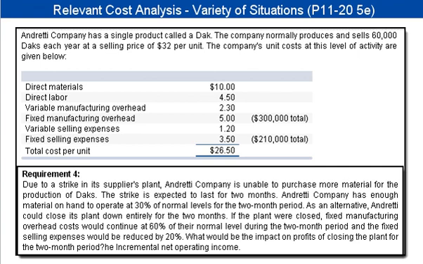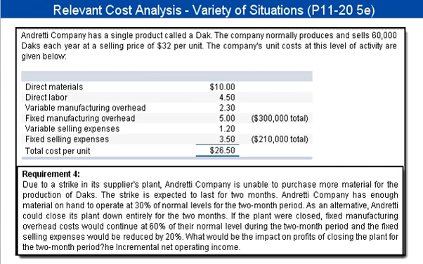Okay, next we look at requirement 4, which I added on the bottom of the screen. Due to a strike in its supplier's plant, the company is unable to purchase more material for the production of this product. The strike is expected to last 2 months. Andretti has enough material on hand to operate at 30% of normal levels for the 2-month period.